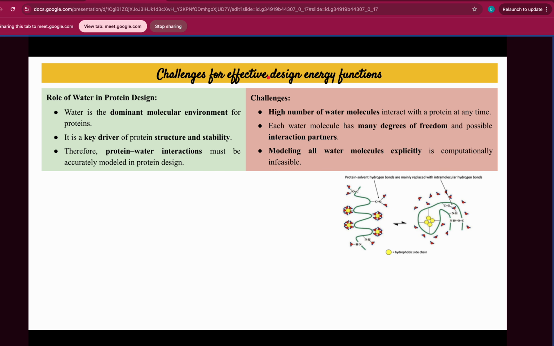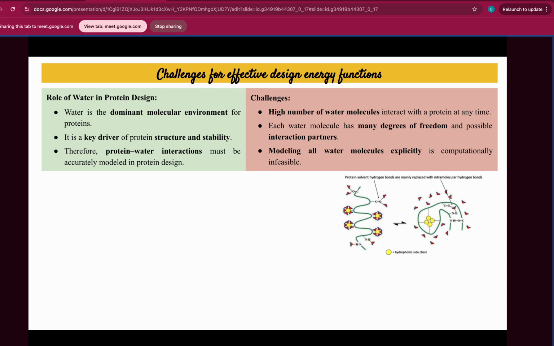Now, what are the different challenges for effective design energy functions? Before moving to the challenges, we have water in our protein, because in the in vivo state, protein is surrounded by water molecules. So when we are performing MD simulations, we also have to simulate the protein with water molecules, because the protein has interactions between different residues, but at the same time it is also interacting with the solvent in which it is present, and that is water.